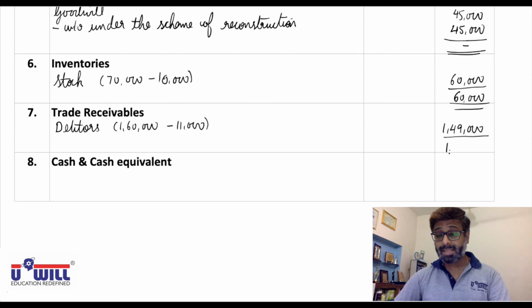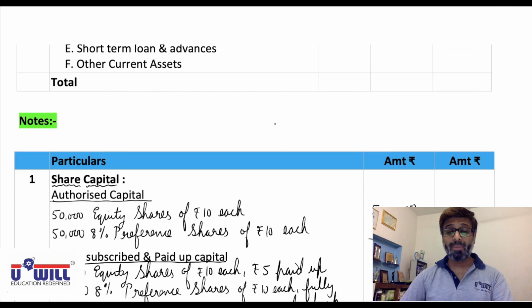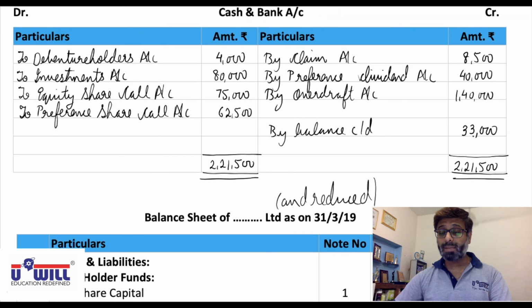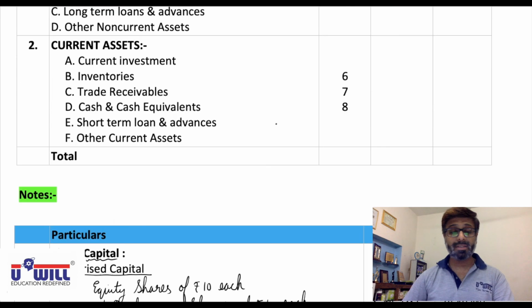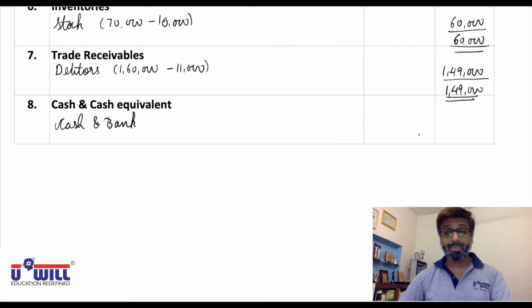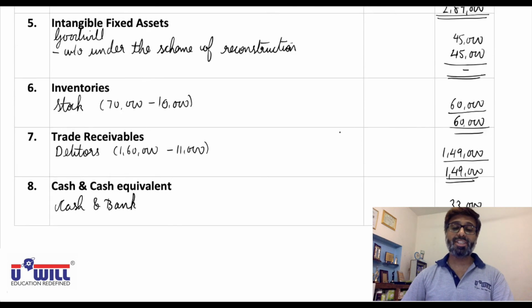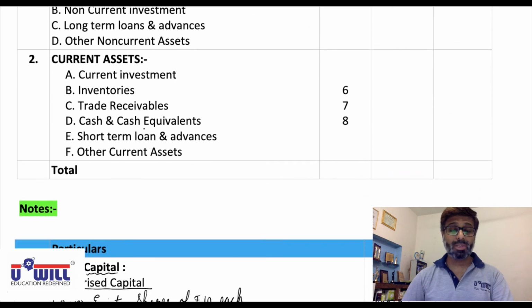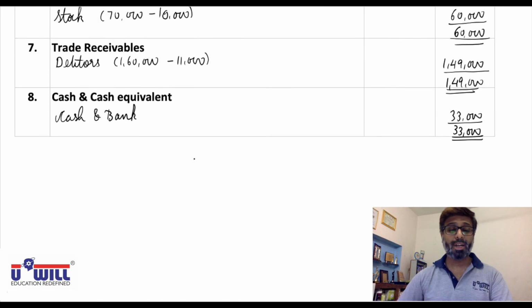The next item in the balance sheet in the order is cash and cash equivalents. For that we have made the ledger account. So what amount will come in cash and cash equivalents? 33,000. Otherwise, a lot of calculations would have been there. Debit amounts added, credit amounts subtracted, then we get the amount. But here directly from the ledger account of cash and bank we get 33,000. And after cash and cash equivalents, we don't have short-term loans and advances and other current assets. So these 8 notes will come.